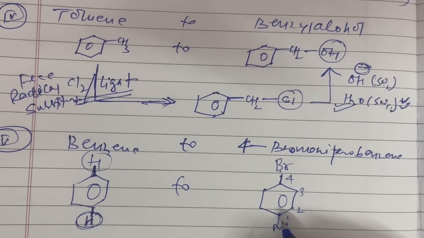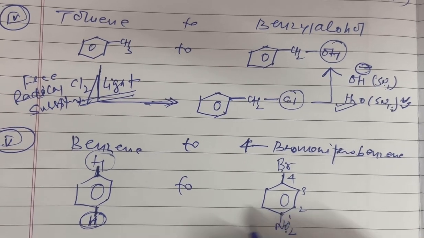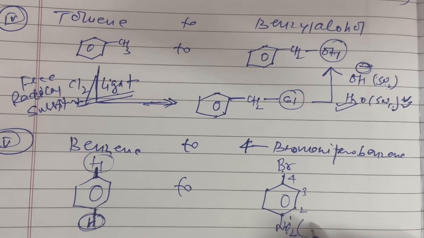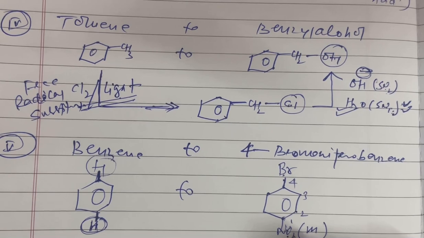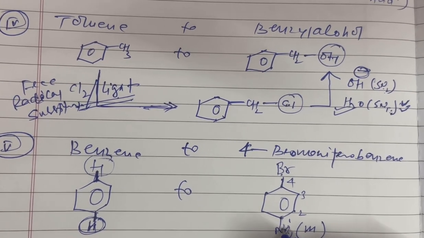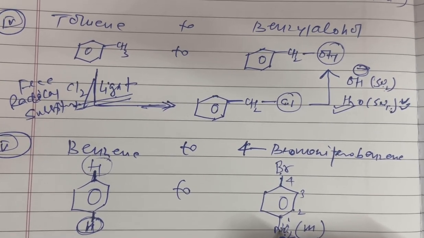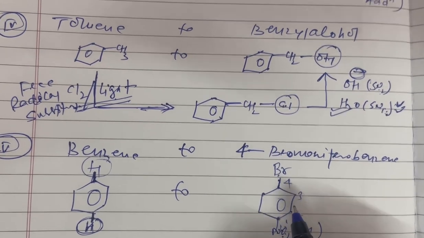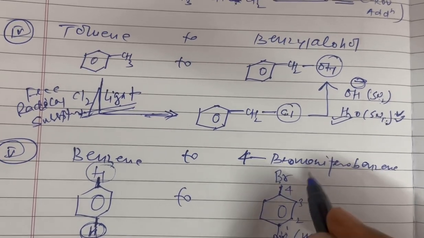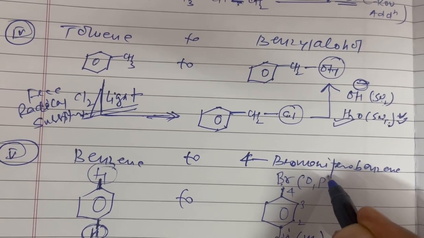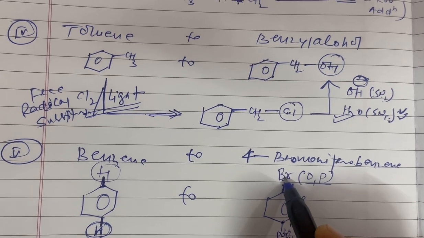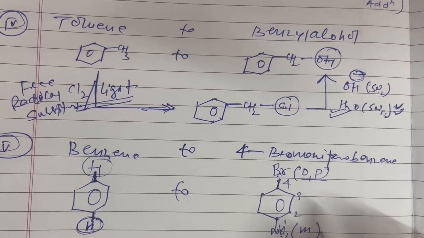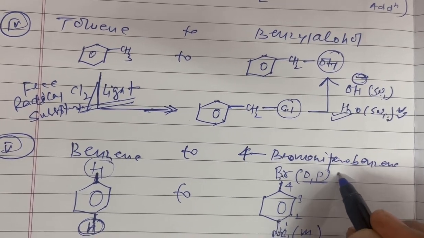So in nitration, if you introduce NO2 in a benzene first, NO2 will be the meta-directing group. So with respect to this NO2, Br will come at the meta position. And if you introduce the Br in the benzene, this Br is ortho para directing. With respect to this Br, NO2 will come at the ortho and para positions. So better we go with the bromination first.